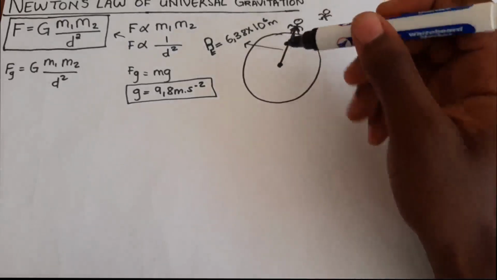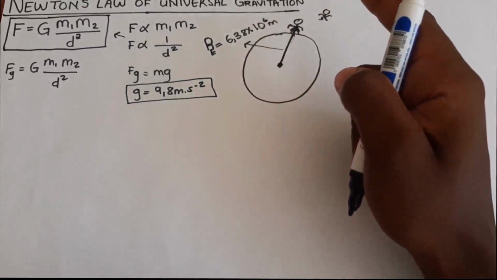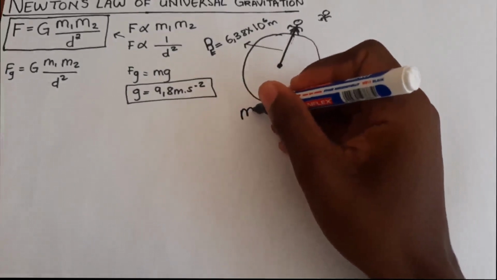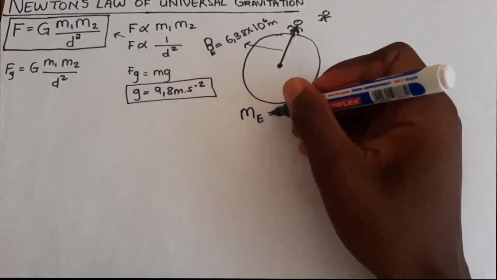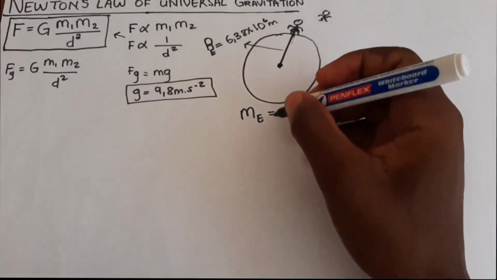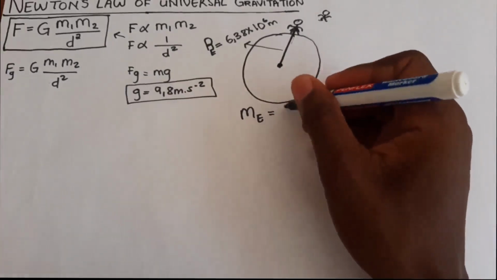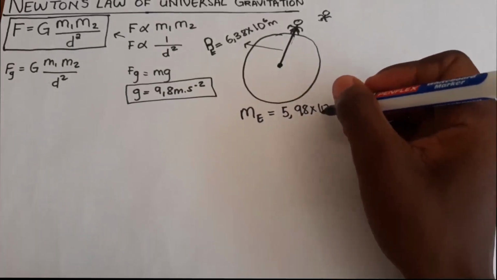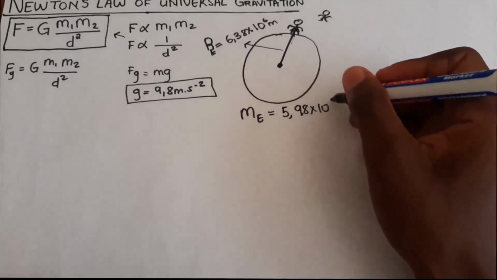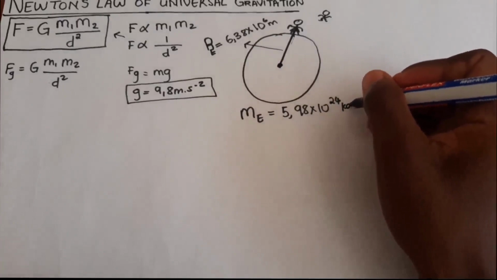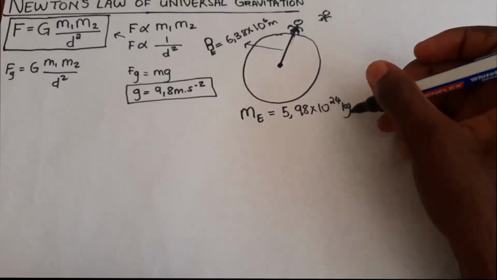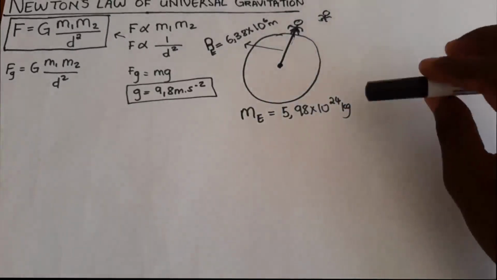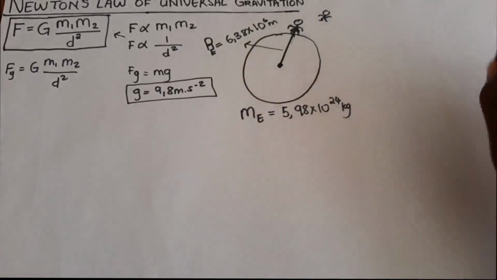The other thing I should tell you is the mass of the earth. The mass of the earth, ME, is equal to 5,98 multiplied by 10 to the power of 24 kg. Our mass units are already converted to kilograms.